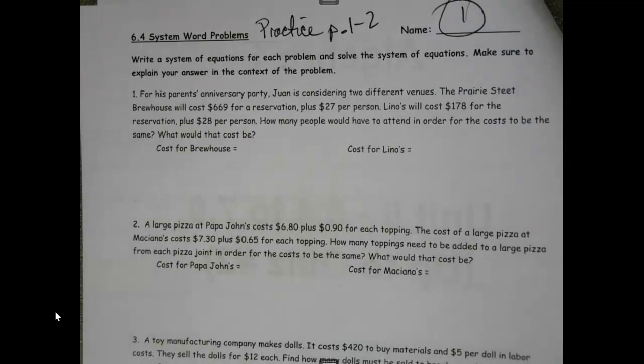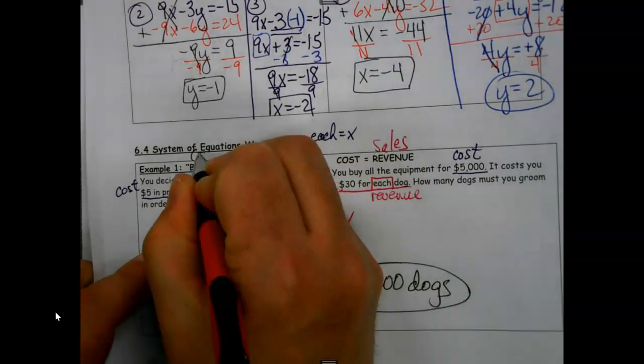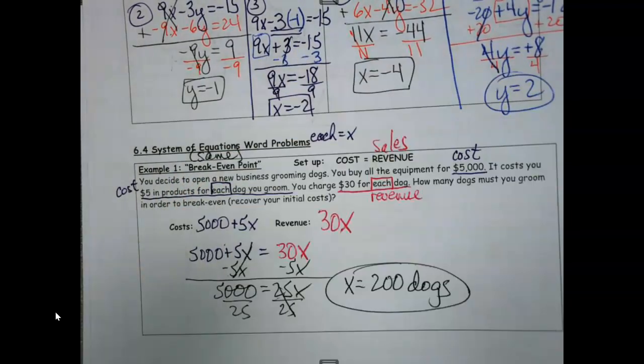For his parents' anniversary party, Juan is considering 2 different venues. Prairie Street Brew House will cost $669 for a reservation plus $27 per person. Lino's will cost $178 for the reservation, $28 per person. How many people would have to attend in order for the cost to be the same? The same. Let's see here. So break even. Another word for break even, cost versus revenue would be the same.